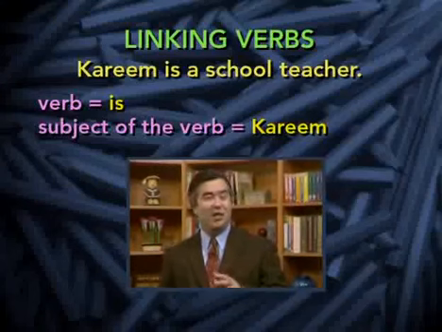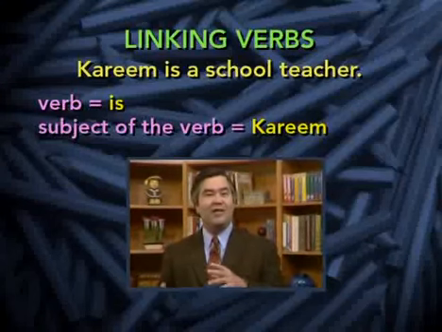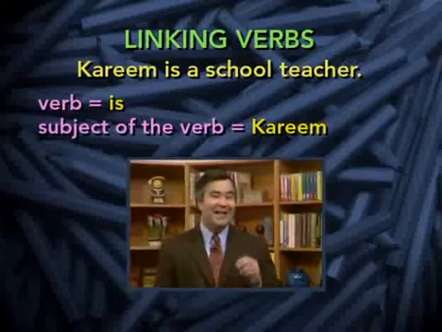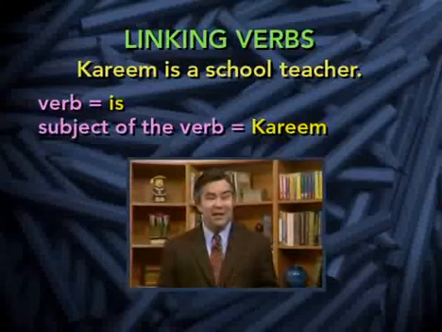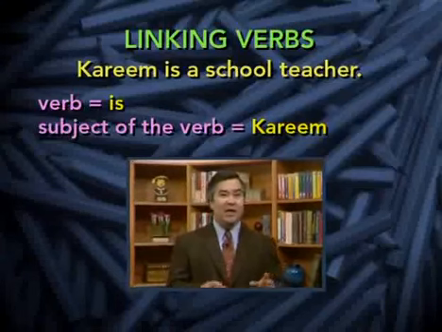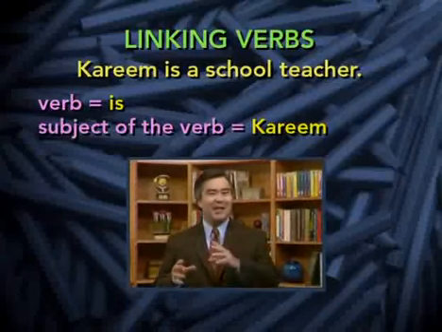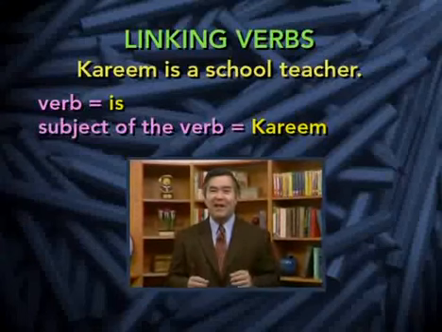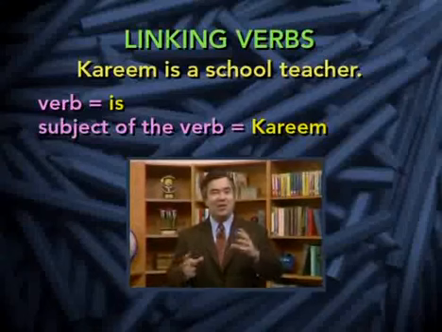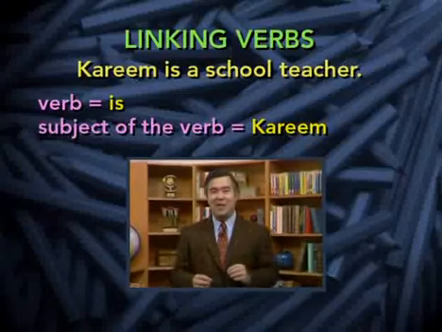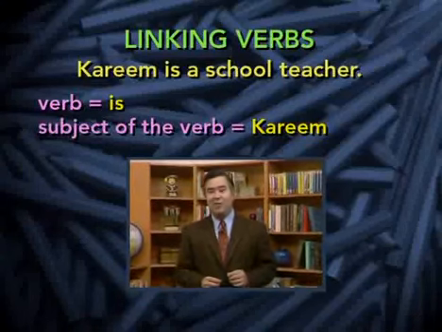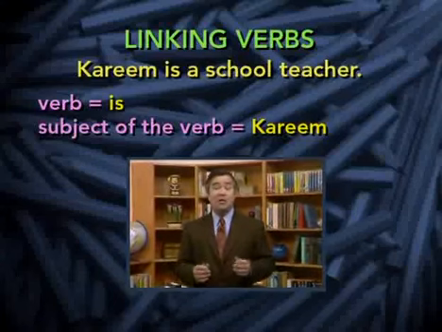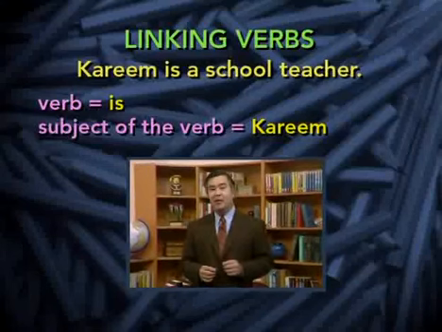Karim is teacher. And the words a school are giving a little more information about what kind of teacher. Notice that is operating here as a linking verb because it's linking Karim and teacher. It's telling us that Karim and teacher are in some way the same thing. And in fact, they are. That's what Karim is. So the two things are being linked or equated to one another. And that's how a linking verb works. As I've said, the verb to be is the most common linking verb, but there are a number of others.